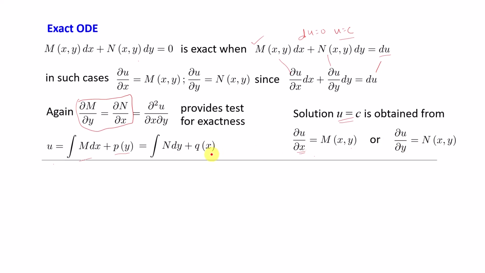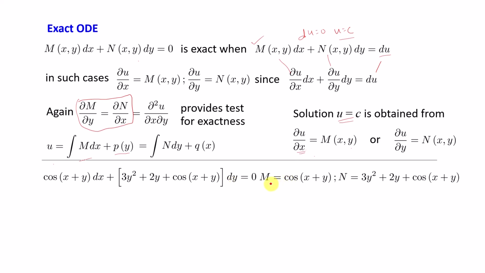Now let's see an example here. Let us say we have this equation (cos x + y) dx + (3y² + 2y + cos x + y) dy equals 0. So here M is cos x + y, and N is 3y² + 2y + cos(x + y). Now is this equation exact? We have to test that from here, ∂M/∂y and ∂N/∂x. If I find ∂M/∂y and ∂N/∂x, I see that both of them are minus sin(x + y).